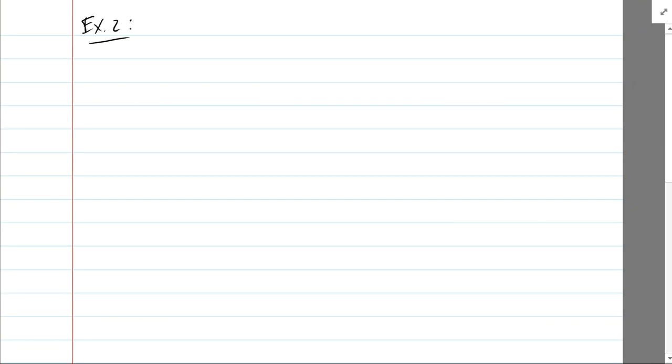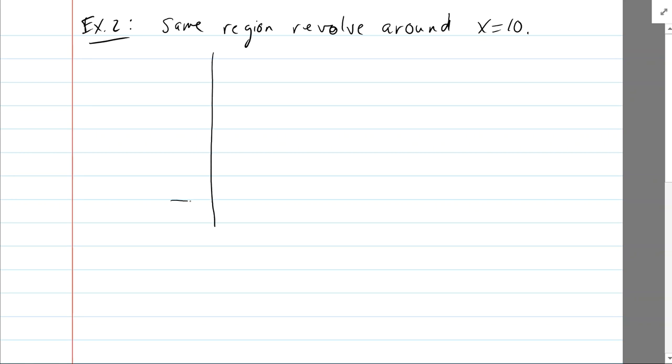This time, we want the same region. Why would I make you do a whole new one when I can use that same one many different ways? This time we're going to revolve it around x equal to 10. So we're going to sketch the same region.